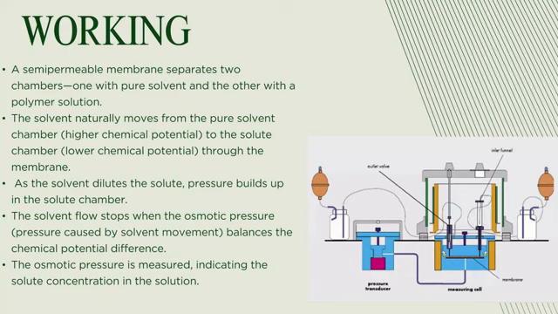The pressure required to stop the solvent flow is known as the osmotic pressure. This is the pressure that exactly balances the chemical potential difference, thus preventing further solvent diffusion. The osmotic pressure is measured by the pressure sensor or manometer attached to the solute chamber. This pressure is a direct measure of the osmotic pressure that has built up due to the solvent diffusion.